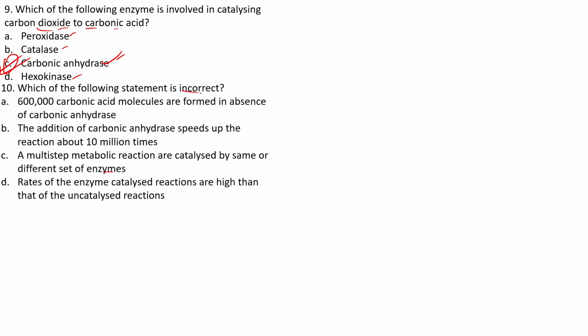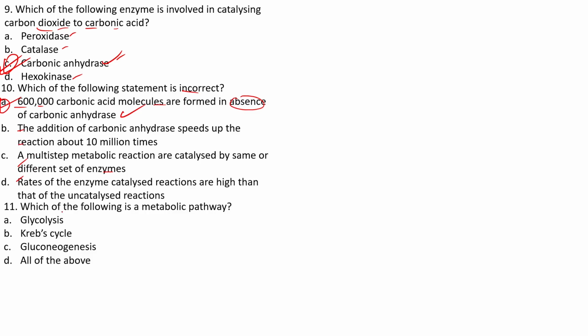They have asked mainly about the incorrect statement. And you can see that 600,000 carbonic acid molecules are formed in the presence, not in the absence. We can say A is our right answer and the incorrect statement. Remaining all are actually the true statements over here.